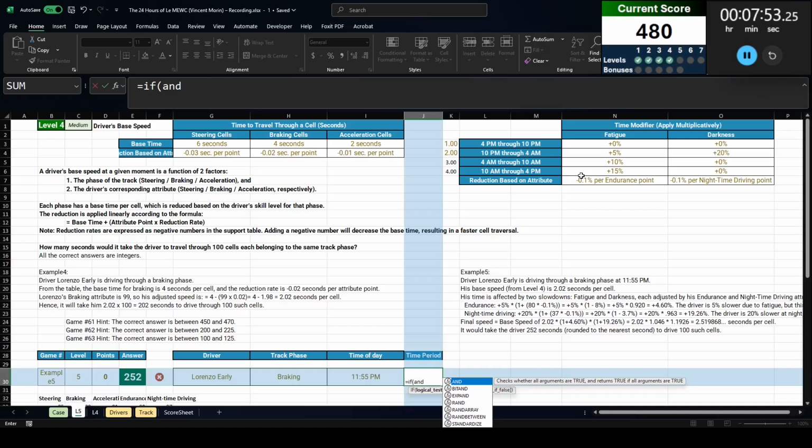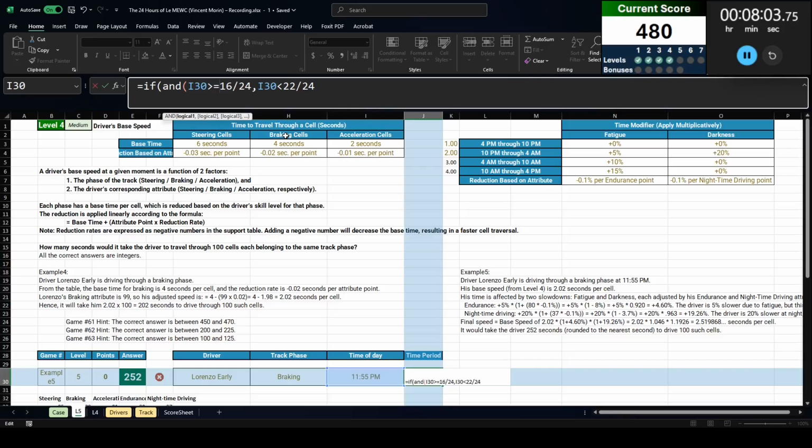So if that is greater than 4 p.m., so 16 over 24, and this is less than 10 p.m., so 22 over 24. I'm also going to add the equal sign here. I don't know if the equal sign actually matters because it doesn't say whether we start exactly at 4 or end exactly at 10, but I'm going to do the start there. So if it matches both of those, then we're in time phase 1.